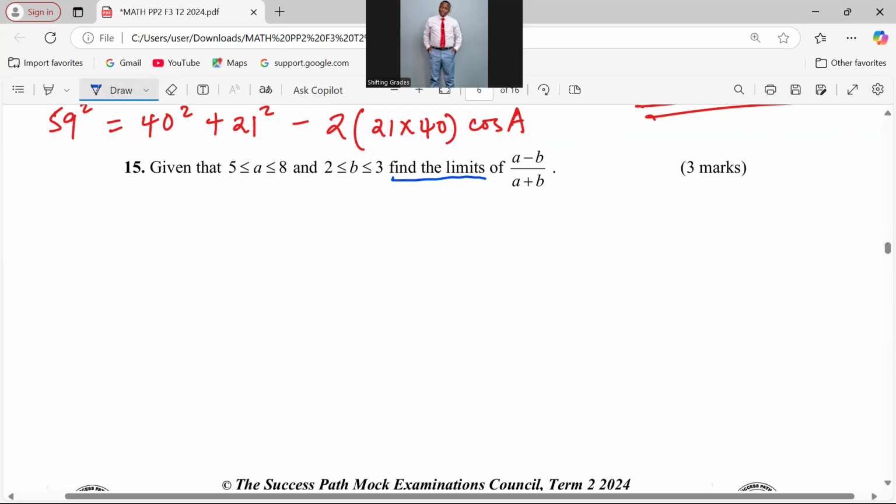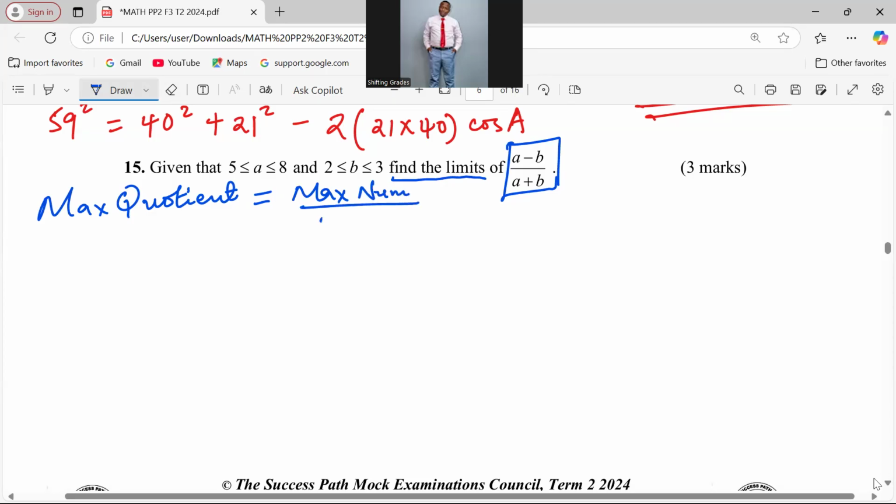So for the maximum value of this expression, we need to first get the maximum value. So we need maximum quotient. It's a division. How do we get maximum quotient? By ensuring that we need maximum numerator, but we use minimum denominator. So how do we ensure that the numerator is maximum?